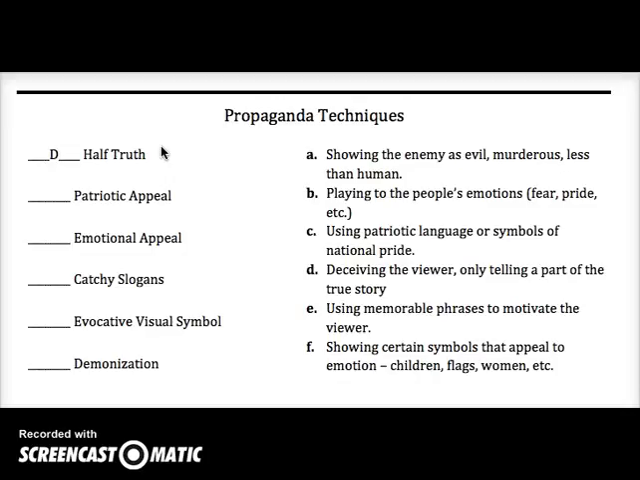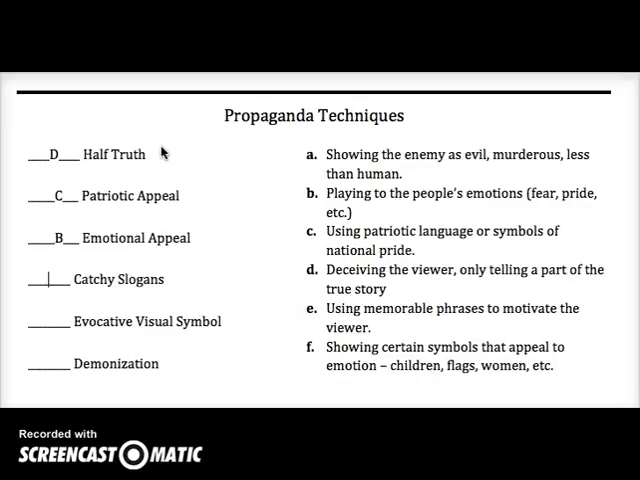The next one, patriotic appeal. In this case, you're using patriotic language or symbols of national pride. For the US, you might show an American flag, a bald eagle, something like that. Next one, emotional appeal. That's letter B. You're playing to people's emotions, maybe fear, pride, or something like that.